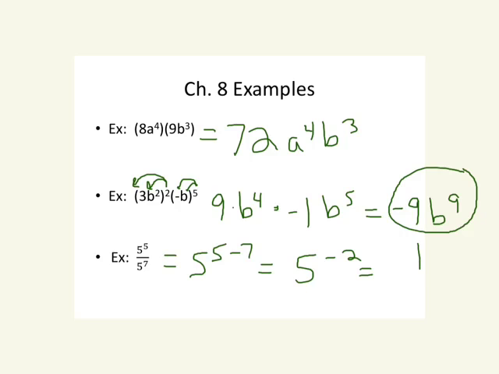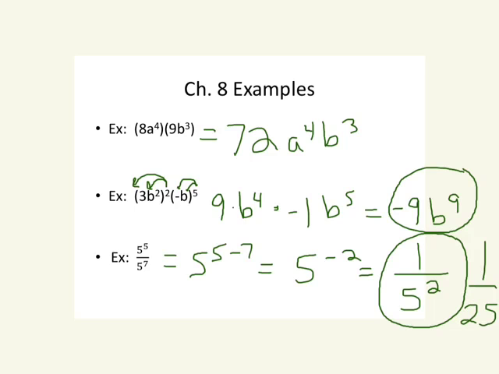So we've got to take that 5 to the negative 2nd power and move it down to the basement. Put it in the basement. In other words, move it to the denominator. And your final answer is 1 over 5 squared, which would be the same as 1 over 25.